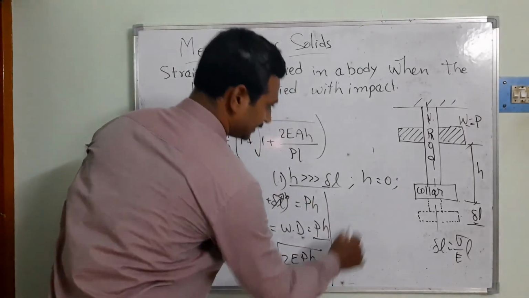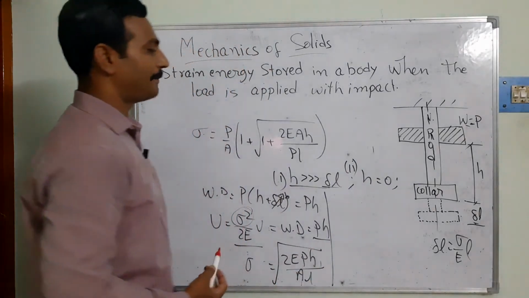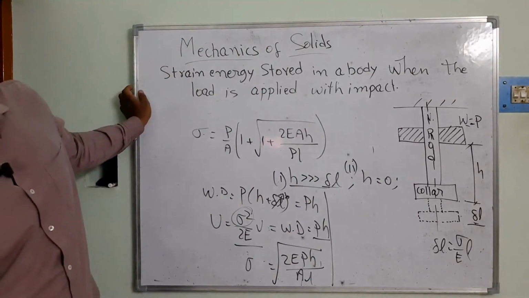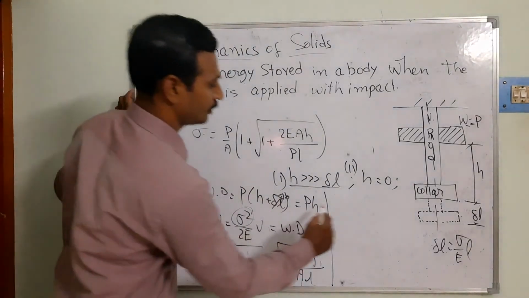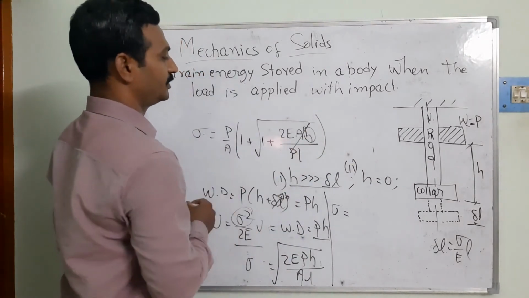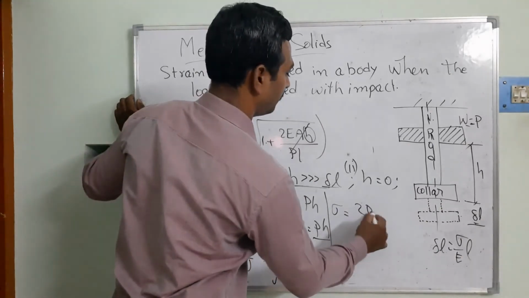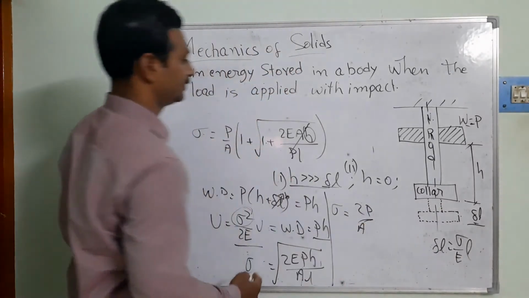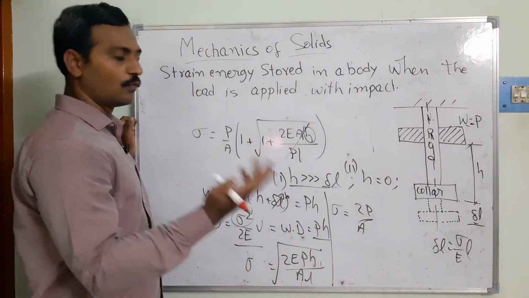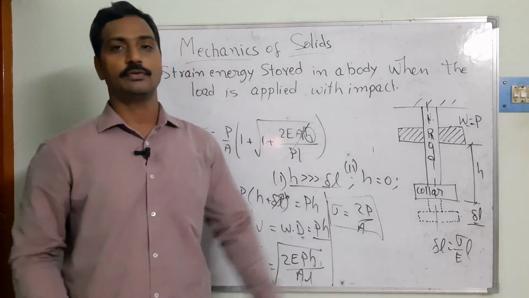In the other case, this is your second condition, H is equal to 0. So what will happen in this case? H equal to 0 means that in this equation, this parameter is totally going to be 0. Right? Sigma is equal to 2P by A, I will get it. So when this is completely 0, the square root of 1 plus 1 is equal to 2. This parameter I will get when H is equal to 0.